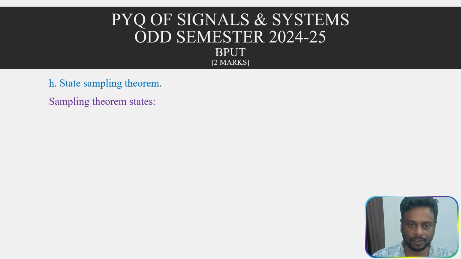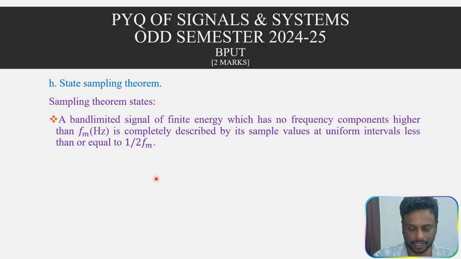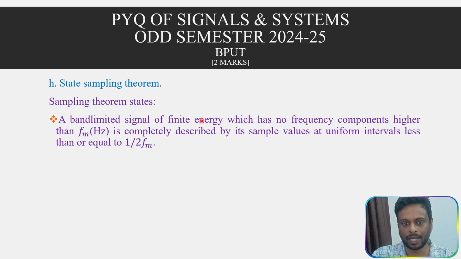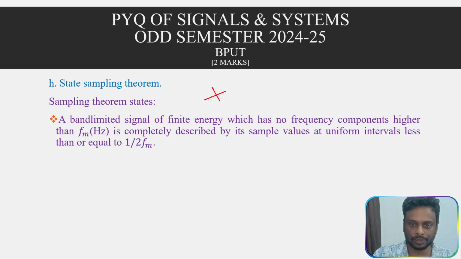Sampling theorem states that a band limited signal. I have told you what a band limited signal is. So a band limited signal of finite energy, which has no frequency component higher than fm hertz, can be described completely by its sample values taken at uniform intervals equal to 1 upon twice fm. That is the sampling period, which should be less than or equal to 1 upon twice fm.